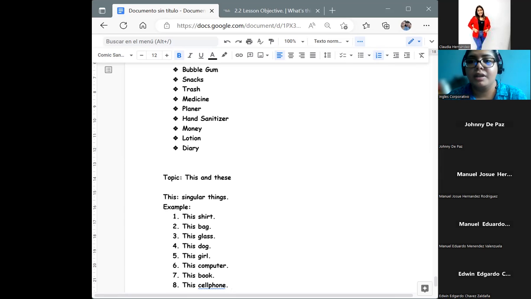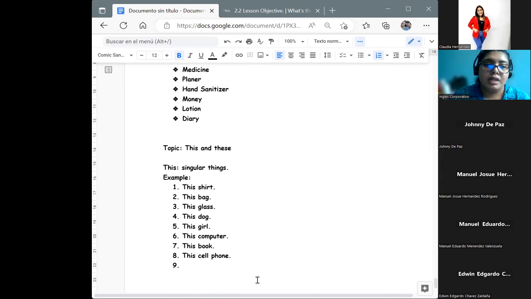one thing, una sola cosa. This shirt, esta camisa, this bag, esta cartera, this glass, este vaso, this dog, este perro, this girl, esta niña o esta chica, this computer, esta computadora, this book, este libro, and the last one, this cell phone, este celular.